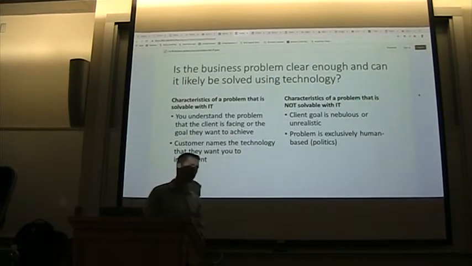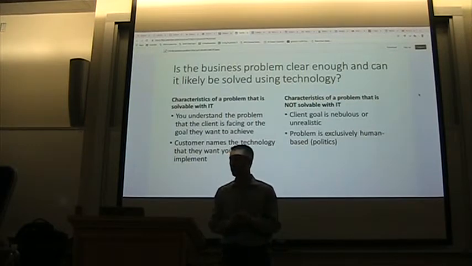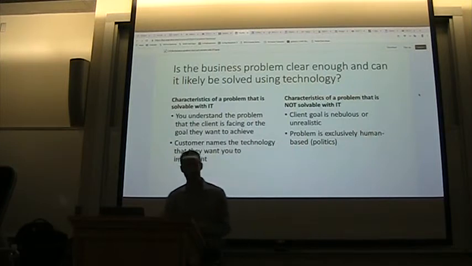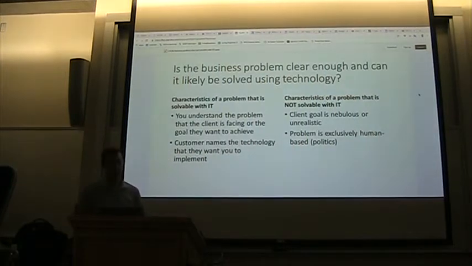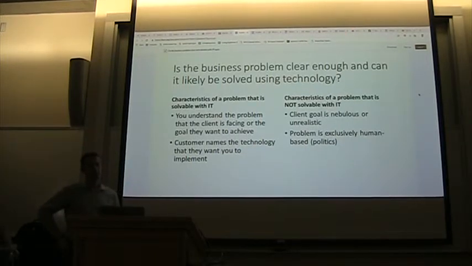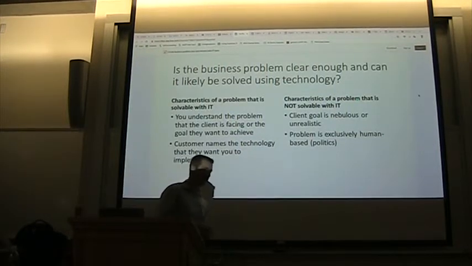All right, so here are the characteristics we use to make a decision. Would somebody like to read the ones that are on the left side for me? Go for it. Characteristics of a problem that is solvable with IT: you understand the problem that the client is facing or the goal they may want to achieve. Customer names the technology that they want you to implement. Okay, so if either one of those is true, then you should probably proceed with the project, at least at this stage.